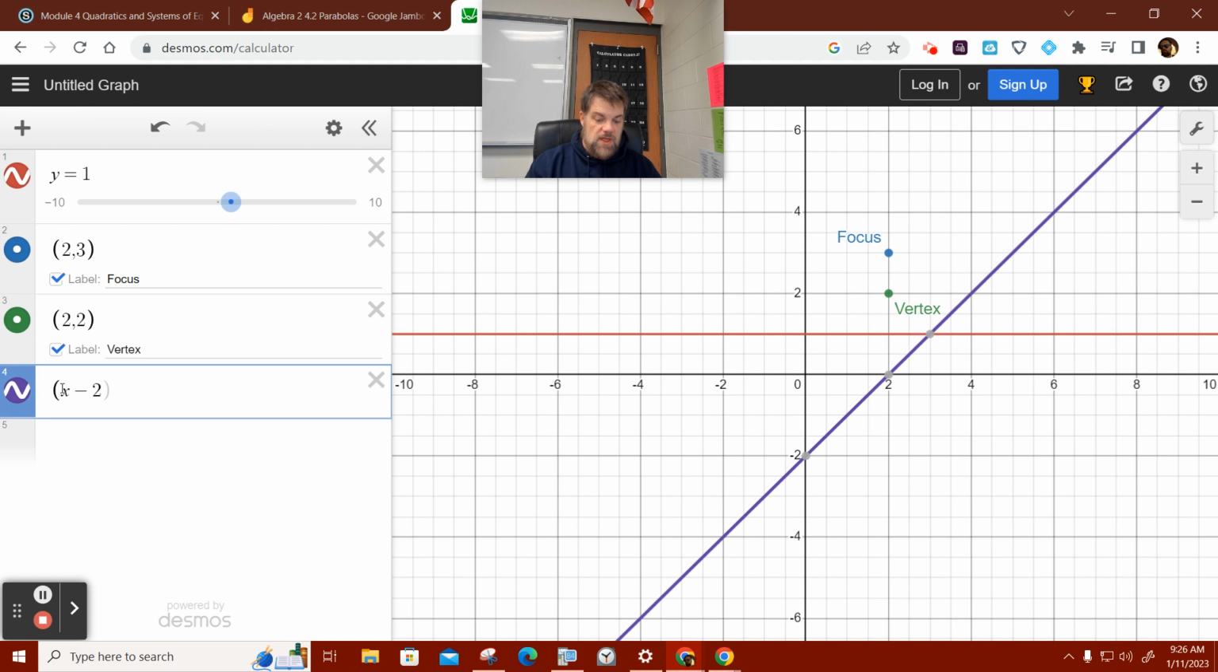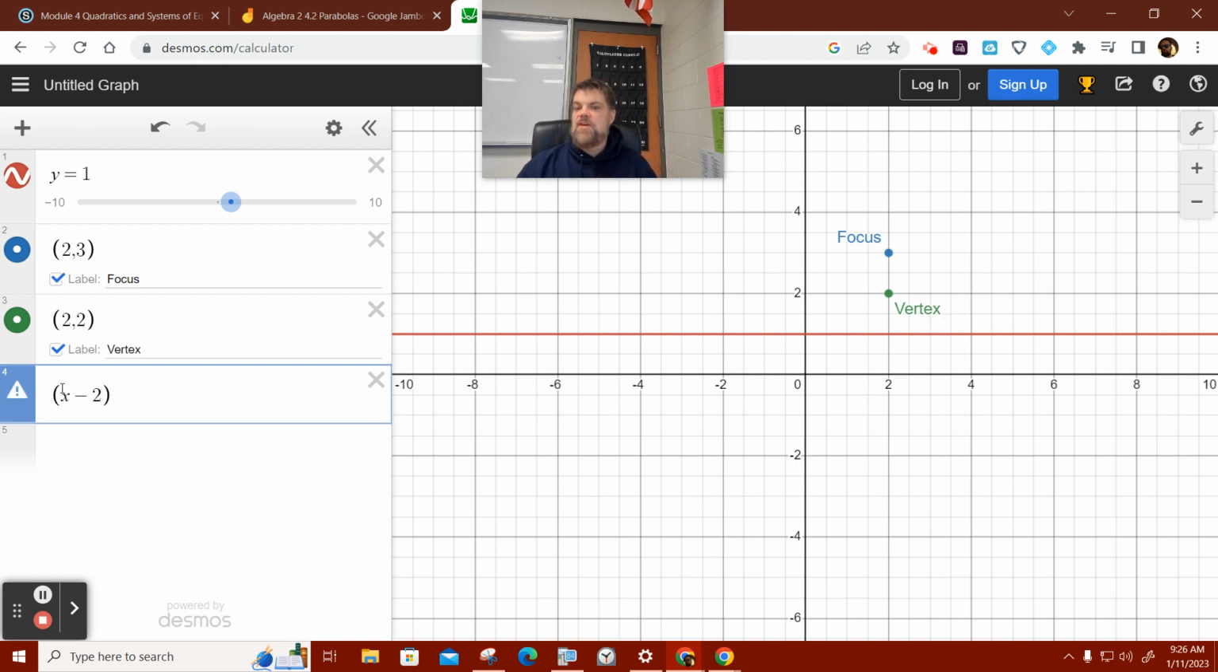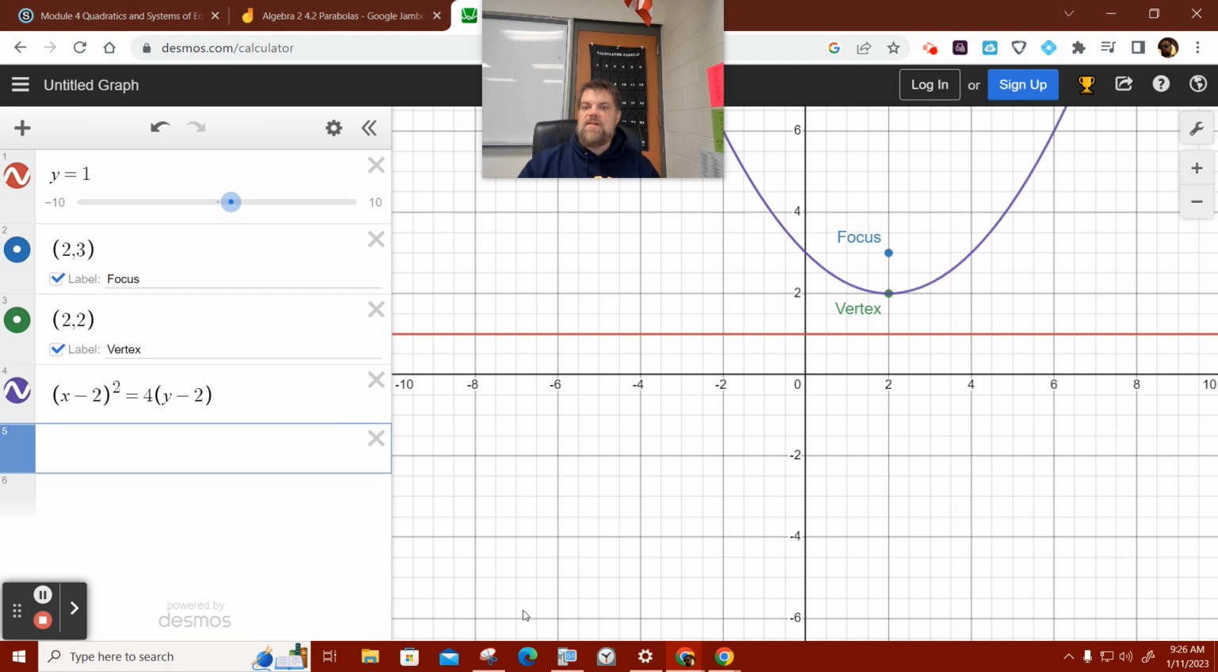So x minus 2. If my equation is right, what will I see? How do I know the equation is right? Yeah, it'll be equidistant, right? It also should go through the vertex, right? And it should open up, and we'll look at the table. Let me finish graphing it. So this is 2, and that's equal to 4 times the quantity (y minus 2), correct? Look at that. Everything looks legit, right?